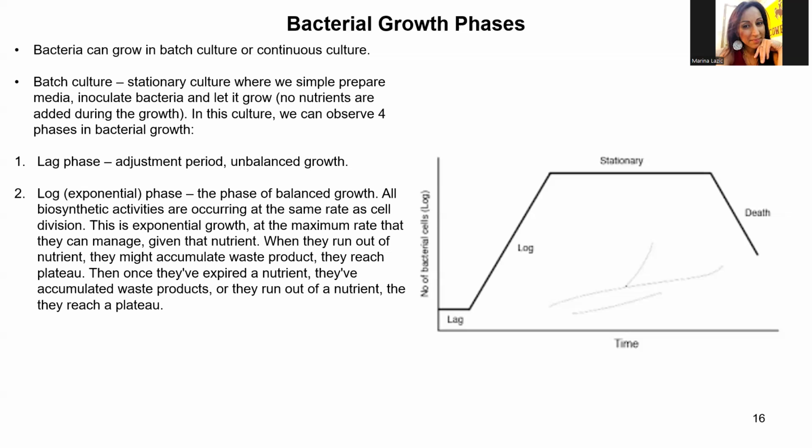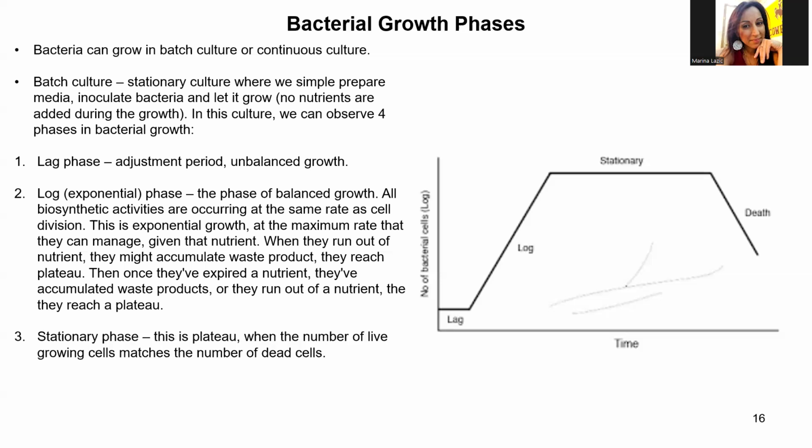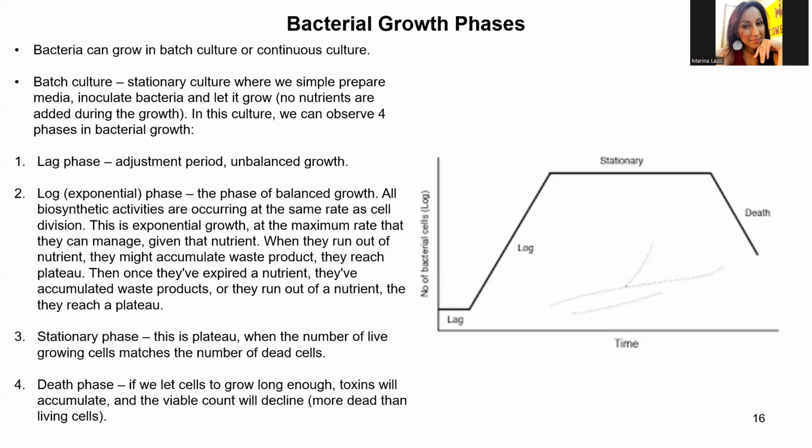Up to one moment, they will produce metabolic compounds, but then they will exhaust all nutrients and start producing waste compounds that are often excreted into the media. That's when cells are coming into the stationary phase, which is another flat line, where the number of live cells matches the number of dead cells. So for the exponential phase, the number of living cells is higher than the number of non-living cells, while in the stationary phase, those two numbers are equal. When cells grow long enough, many toxins will be excreted, and cells will stop growing.